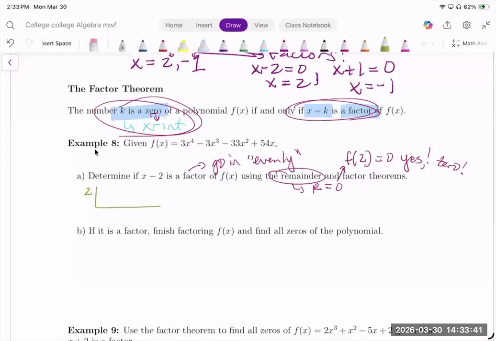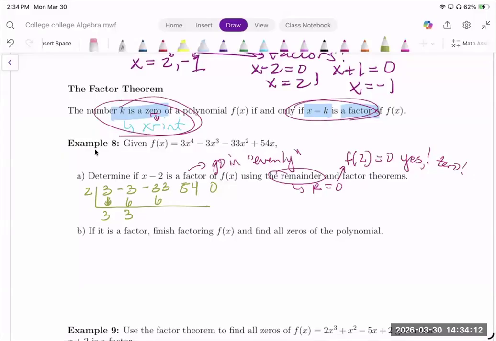So 2 goes into 3, -3, -33, 54, and then 0 for the constant, 4, 3, 2, 1, 0. So drop the 3. That's a 3. 2 times 3 is 6. Add together, +3. Check mark, right? Down and over. 2 times 3 is 6.